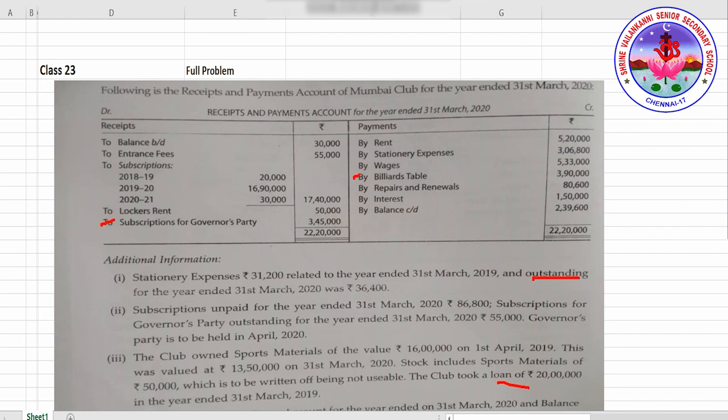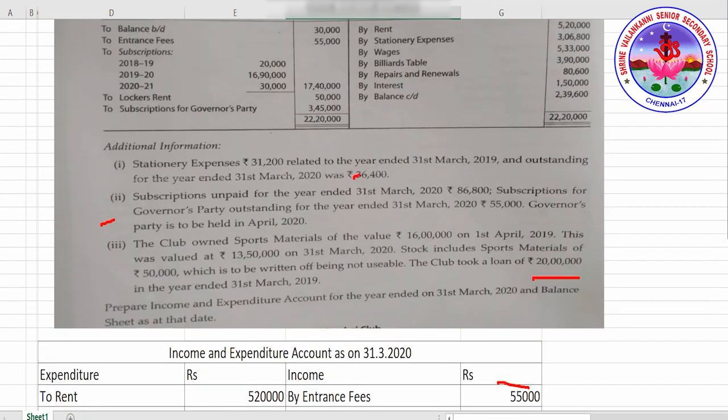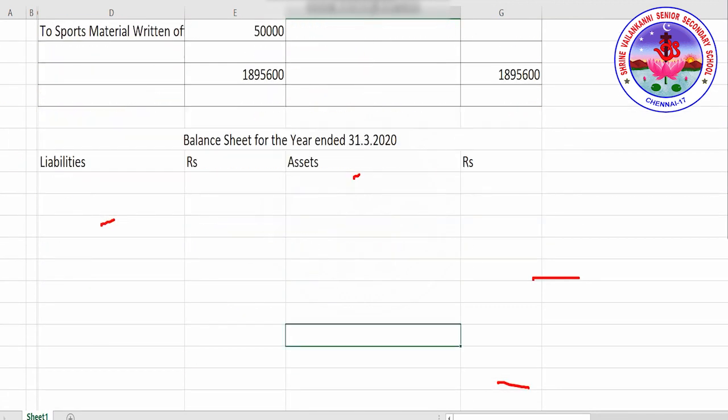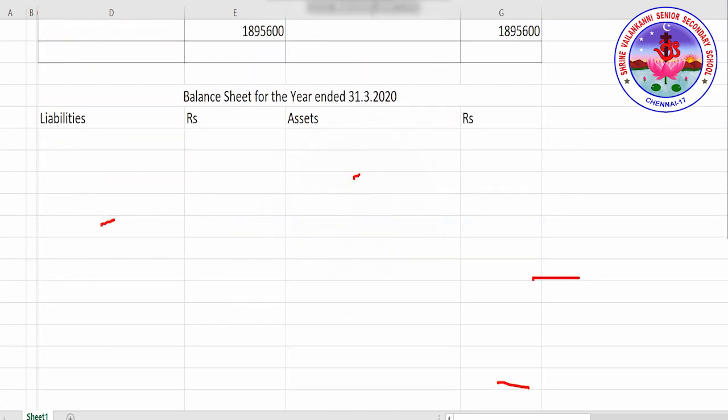So we'll start with the asset side. We have a billiards table. There's no adjustment. Rupees 3,90,000.